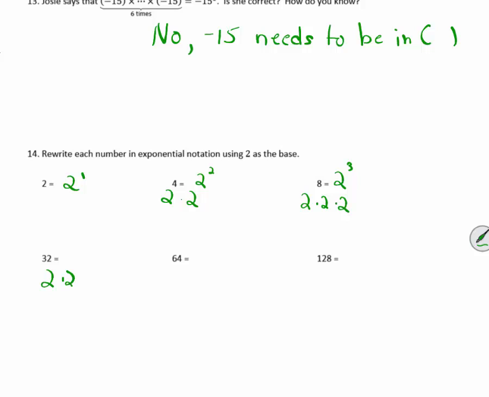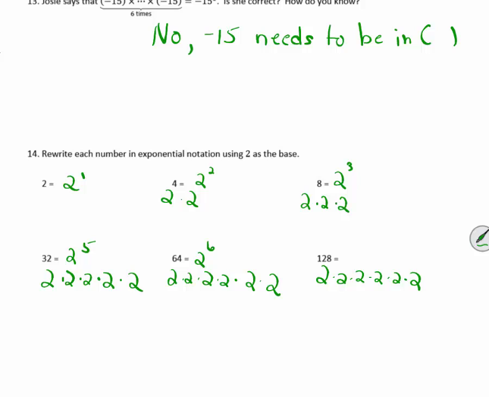32, 2 times 2 times 2 times 2, right? I just keep building off of that, times another 2, right? 2 times 2 times 2 is 8, times 2 is 16, times 2 is 32, so that's 2 to the fifth. 64, if I take my 32, 2 times 2 times 2 times 2, times another one, that gets me to 64, so that's 2 to the sixth. And if I take those 6, 64 times 2 is 128, so that's 2 to the 7th.